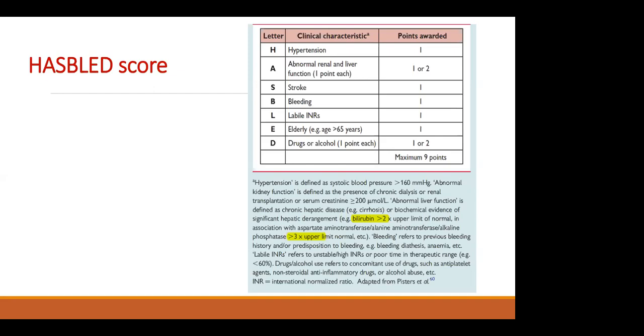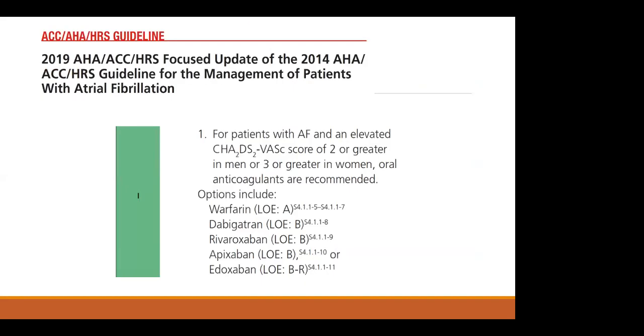Drugs, 1 point. Drugs mean non-steroidal anti-inflammatory drugs or dual antiplatelet or antiplatelet agents. And alcohol also: if the patient is taking alcohol, this increases the risk of bleeding, and they give him an additional point. If the HAS-BLED score is 3 or more, it makes the patient at high risk for bleeding. Let's move to the guidelines.